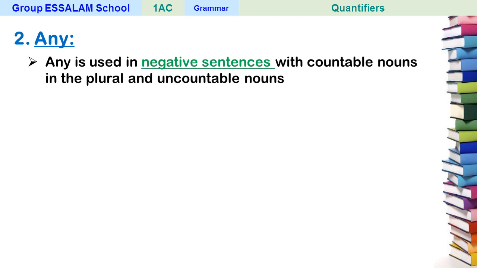Any also has some rules. So any is used in negative sentences with countable nouns in the plural and uncountable nouns. So you see now the difference. Any, we can use it with negative sentences. Let's see some examples.